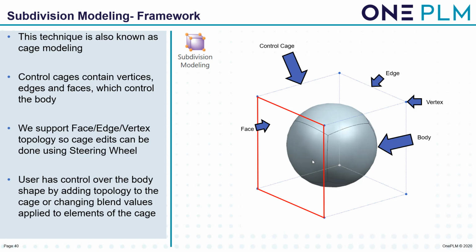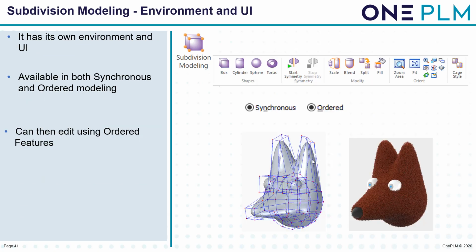The user has control of the body by adding topology to the cage or changing blend values and adding to the elements of the cage. So we can go and split the cage into additional elements, so we can just pull a certain component on there. So we can see what we can do on there. It has its own environment.